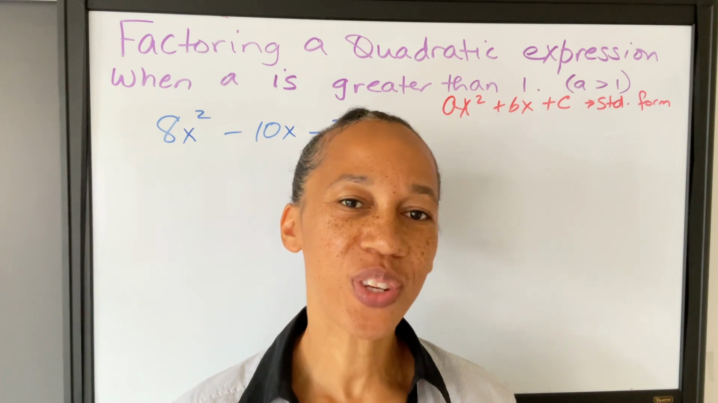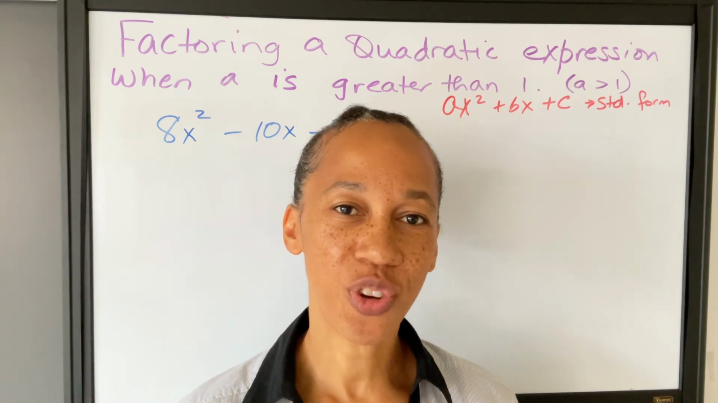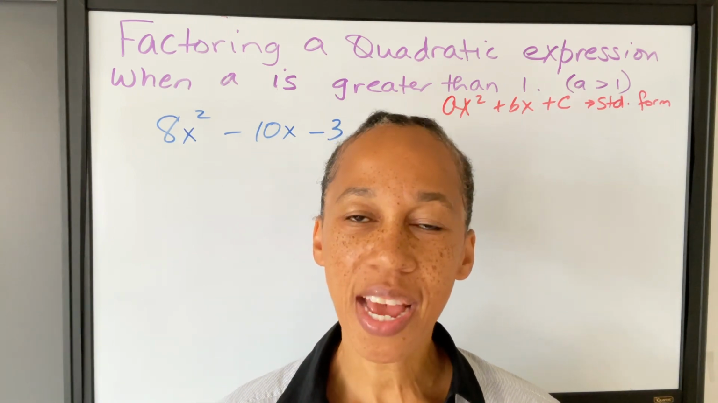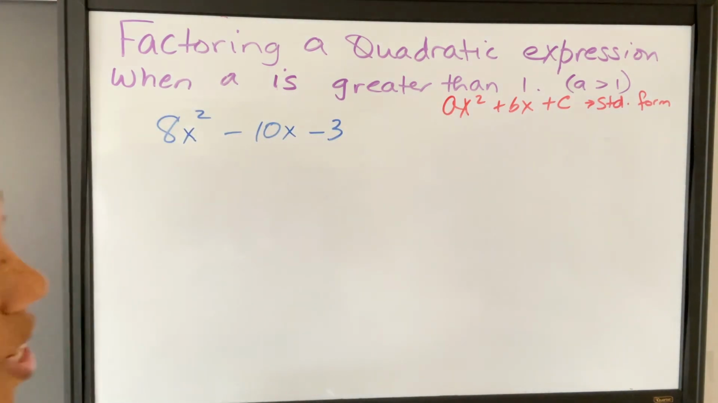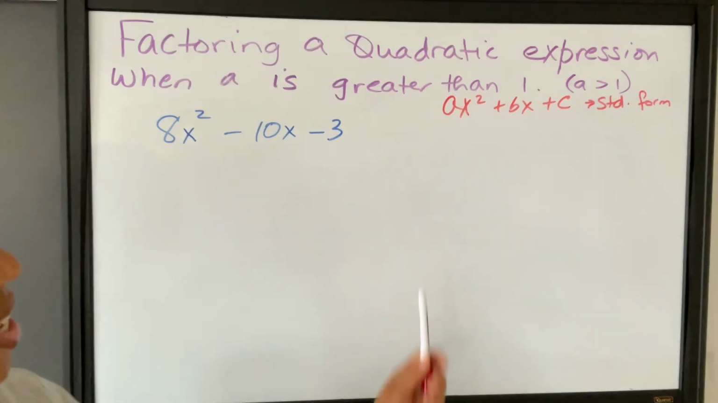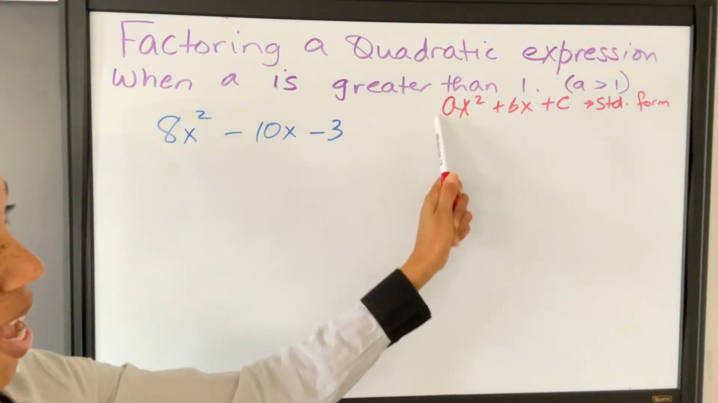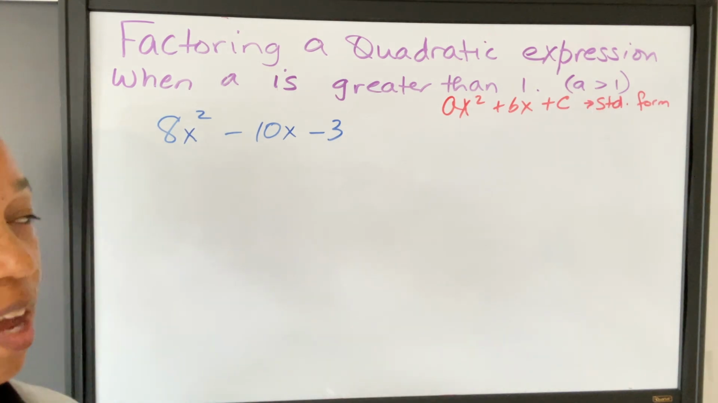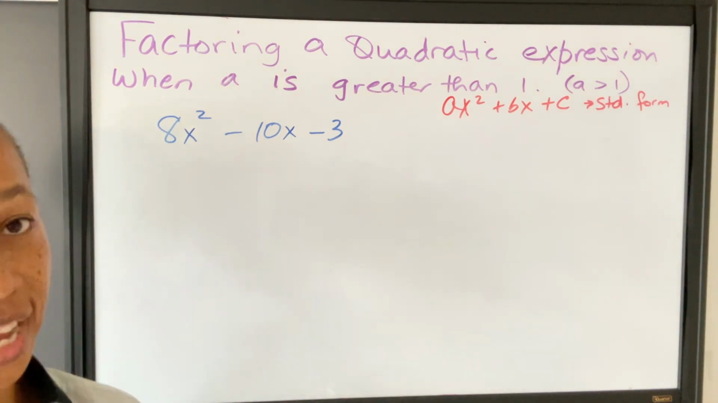In this tutorial today, I am going to demonstrate to you how to factor a quadratic expression when a is greater than 1. Now first I must talk about the standard form. The standard form is ax squared plus bx plus c. That's the standard form for a quadratic equation or expression.